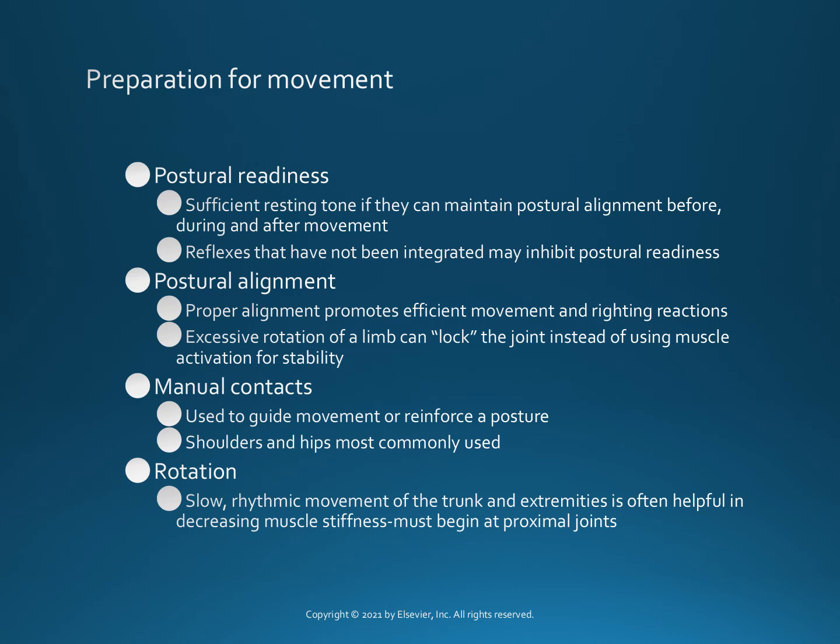And again, needing the muscle firing, we talked about how rotation can reduce tone. Slow rhythmic movement of the trunk and extremities is often helpful in decreasing muscle stiffness, but you have to begin at proximal joints to get the best effectiveness, and so that can help get the proper muscle tone needed for movement.